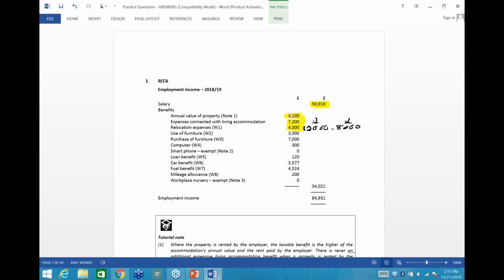The question says further, the house had been furnished by Daring Designs Limited immediately prior to Rita's occupation at a cost of 30,000. On 6th of October 2018, Rita bought all of the furniture from Daring Design Limited for 20,000 when the market value is 25,000 pounds. Now, when it comes to use of furniture, you have to be a little careful when you're doing the computation. So we will look at working number 2 here.